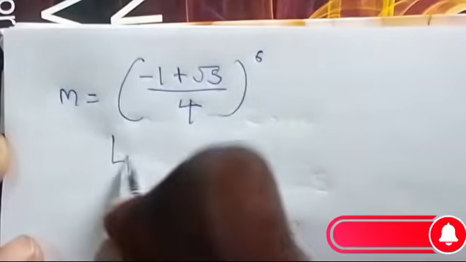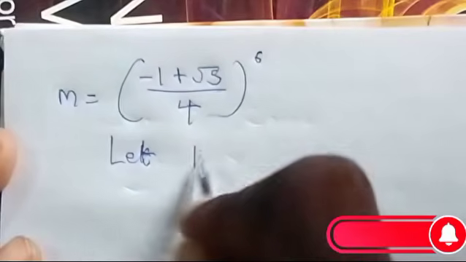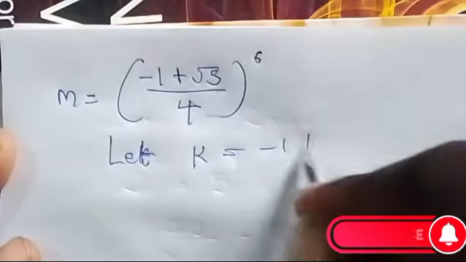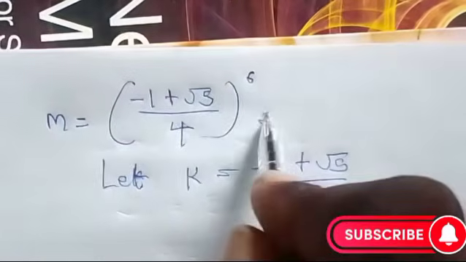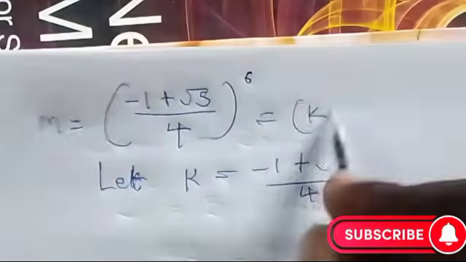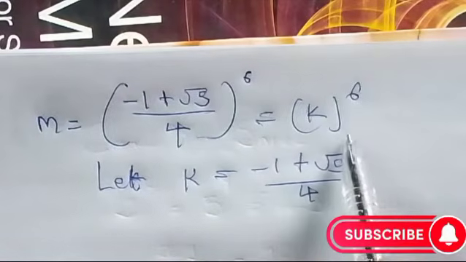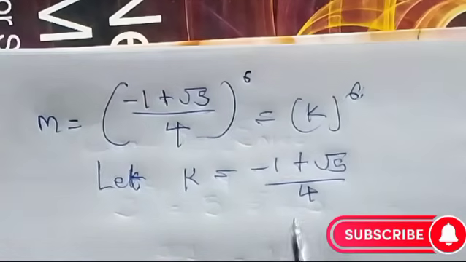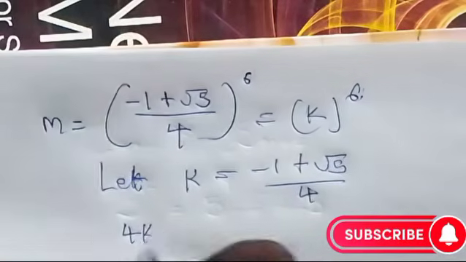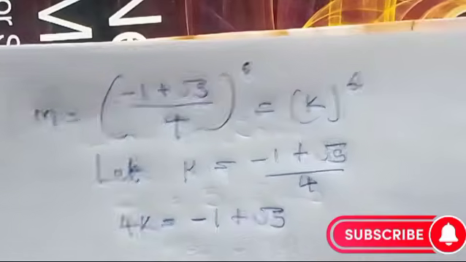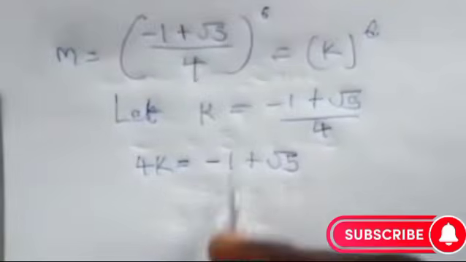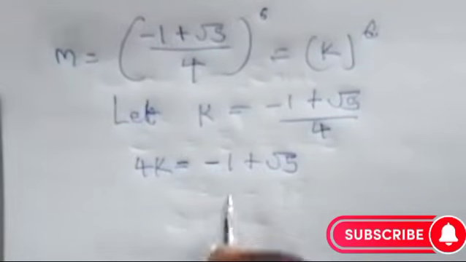let k equal minus 1 plus root 5 over 4. So this now means that m is equal to k raised to the power of 6, right? So what we are going to be looking for now is k raised to the power of 6. Firstly, let's cross multiply. When you cross multiply, we are going to have 4k equal to minus 1 plus root 5, right? So now bring this to the right hand side, or let's just square both sides.